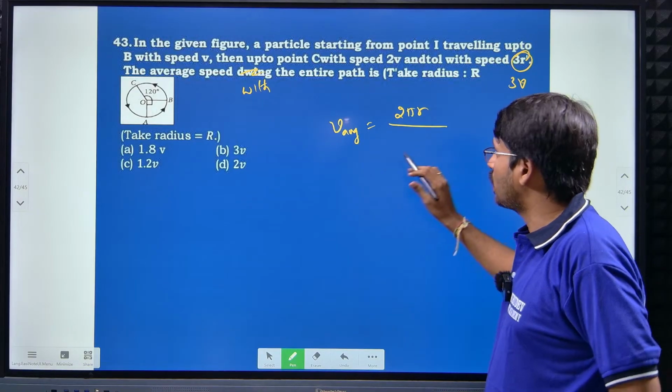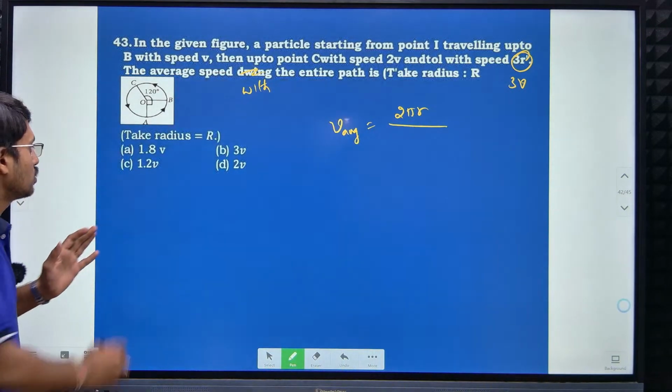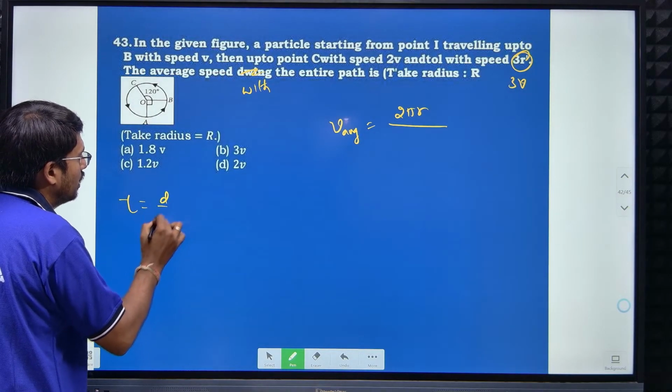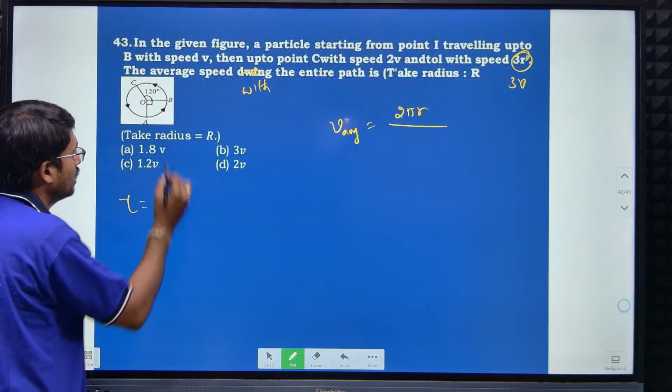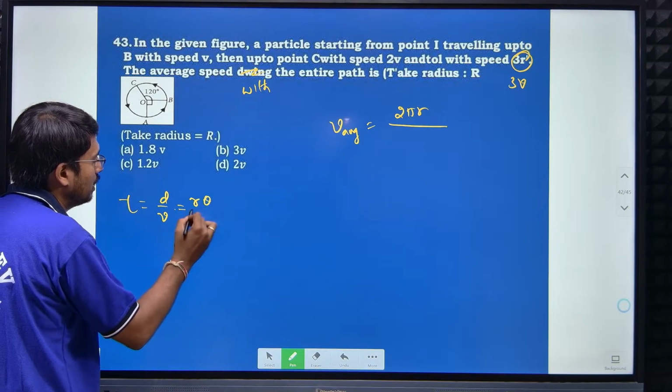How can we write the time? We have already solved a similar type of question. What is the equation for the time? It is total distance divided by the velocity. For this, what is the distance here? It is a linear distance we are asking for, so that is r multiplied by theta, divided by v.